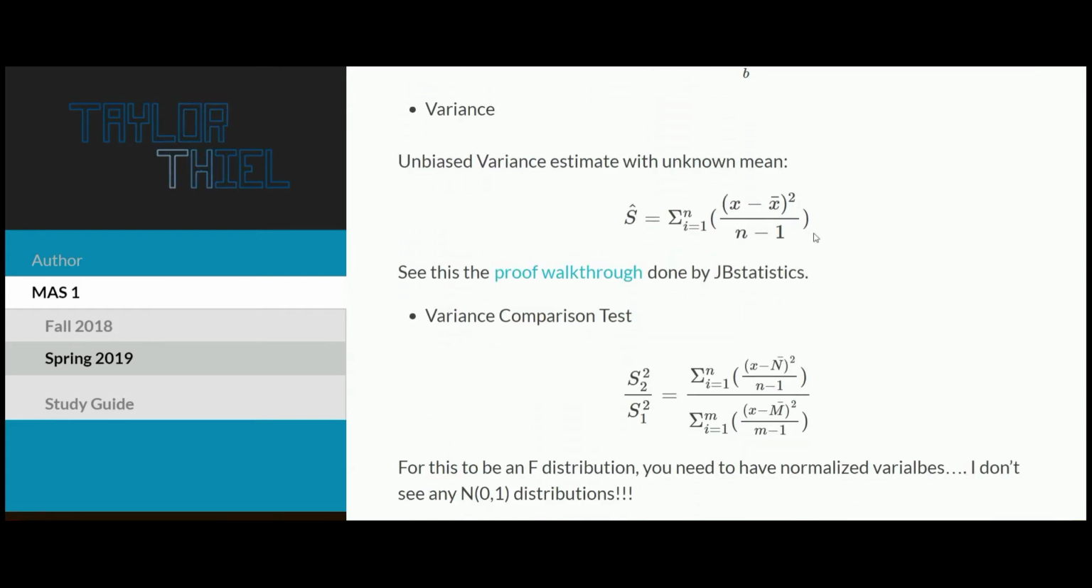Next, just wanted to call out that when you estimate variance, the unbiased estimator for variance is going to be the sum of x minus x bar squared divided by the sample size minus 1.